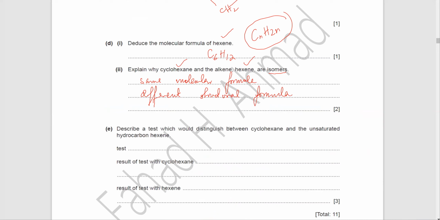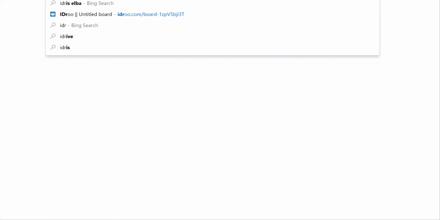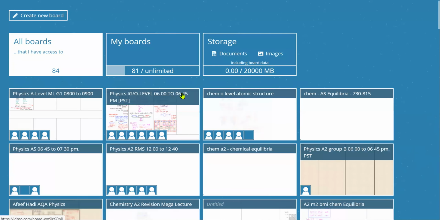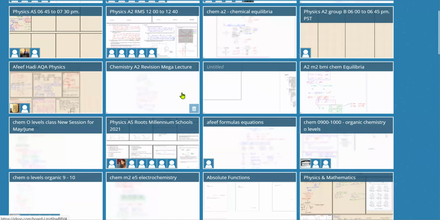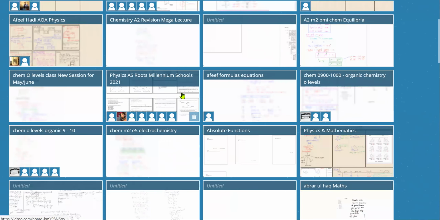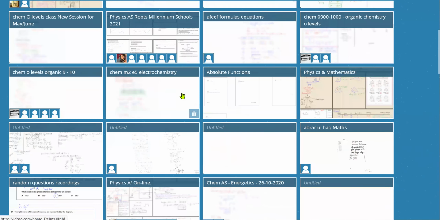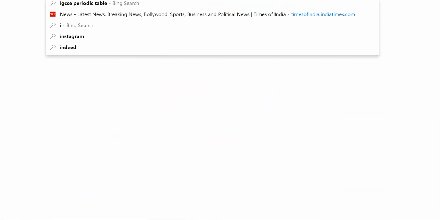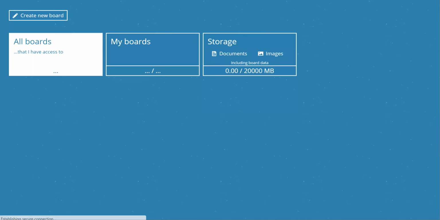Now, one more thing: how do you differentiate between an alkene, hexene, and an alkane, cyclohexane? What's the test? Does anyone know what the test is for identifying an alkene?